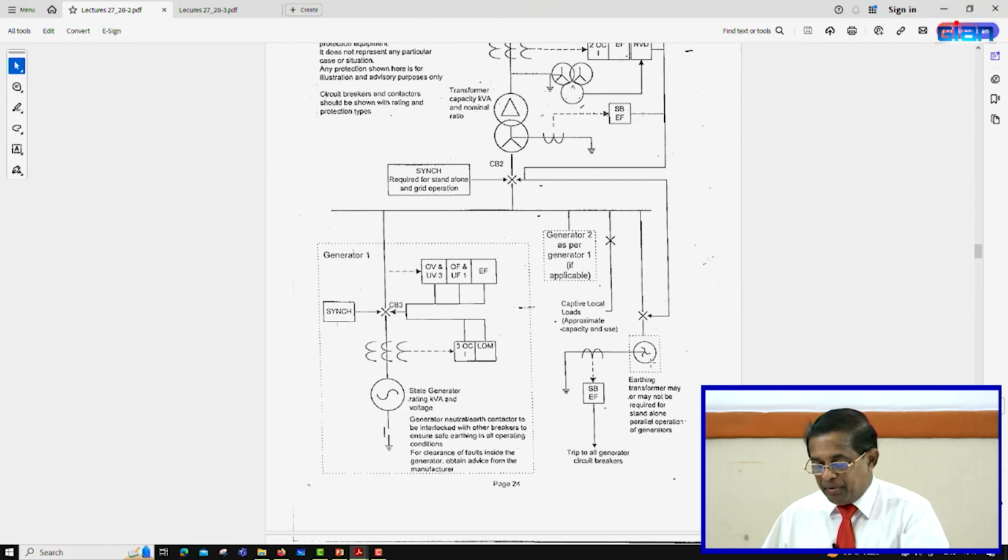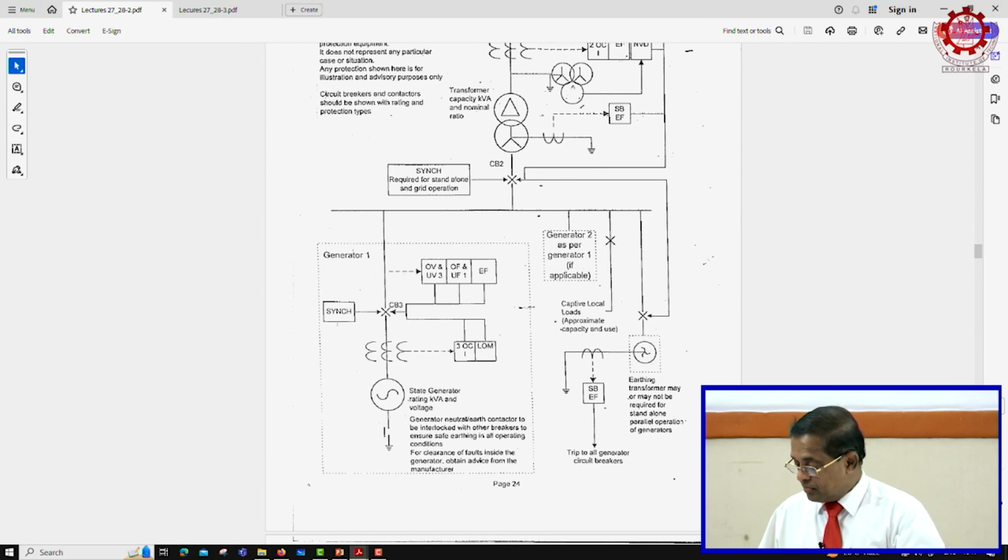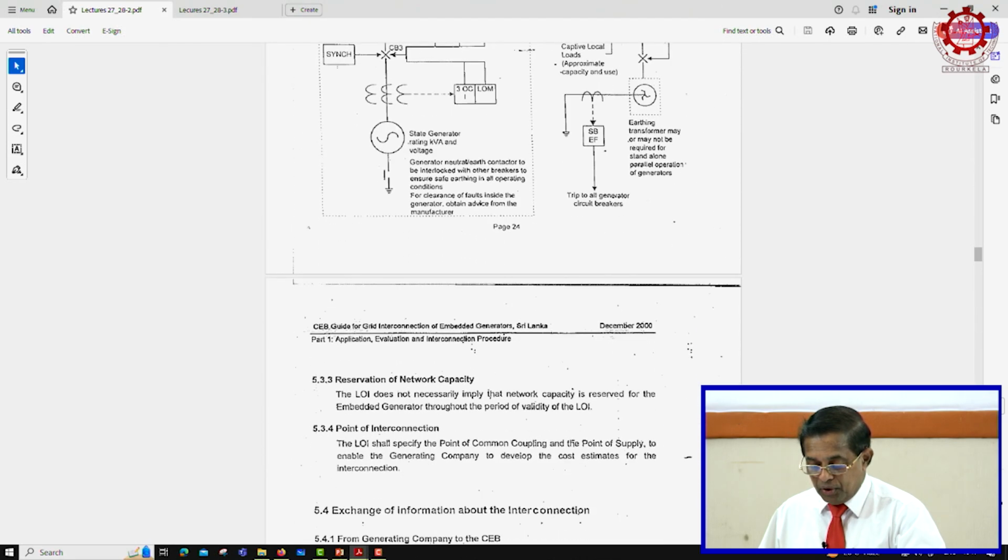So, I am just showing you one typical point that all these are addressed in these protection guidelines. That is why it is important to adhere to them.